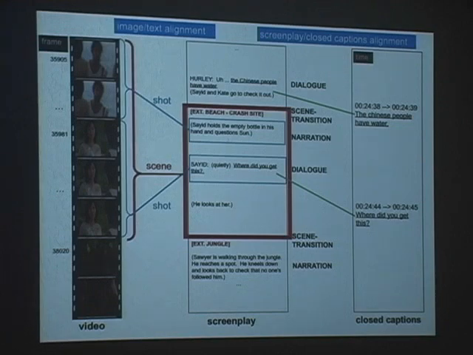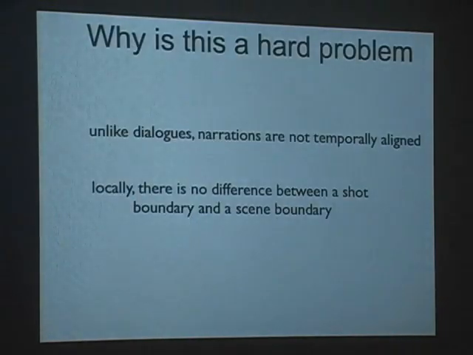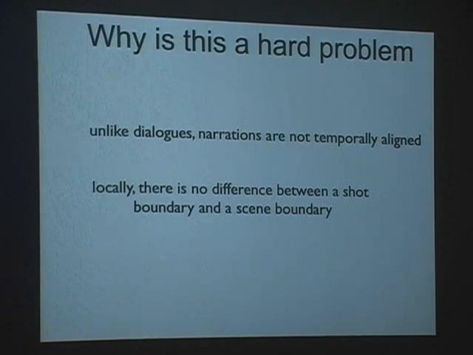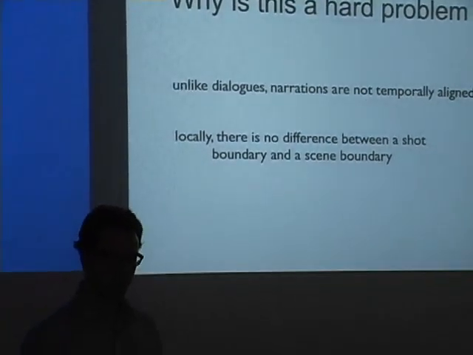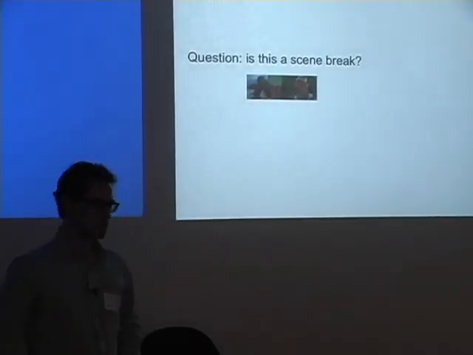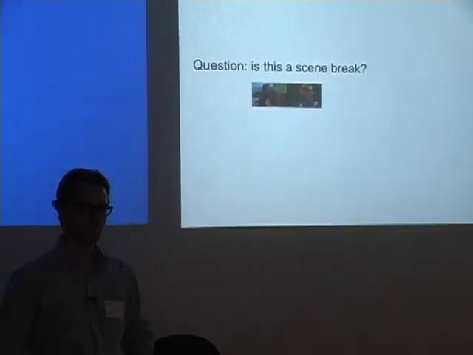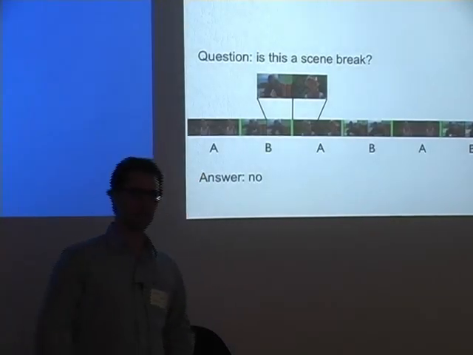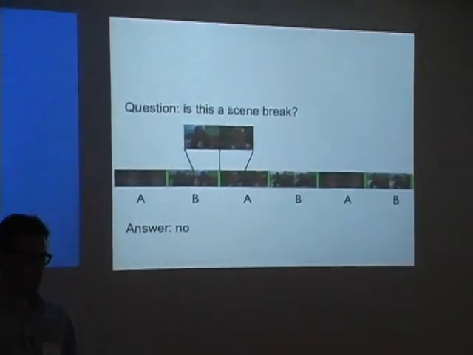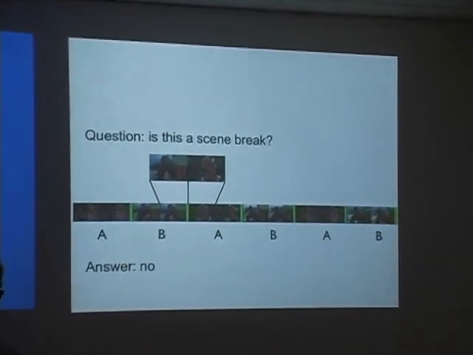Notice that we don't have any temporal alignment for the other parts, which are scene boundaries, which we're interested in, and the narrations, which we're interested in for extracting actions. So this is very imprecise, and it's actually a hard problem because, again, unlike dialogues, narrations are not temporally aligned, and also locally, there's no difference between a shot boundary and a scene boundary. So question, is this a scene break? The answer is no, because as we can see, it's an alternation of different shots from the same dialogue.